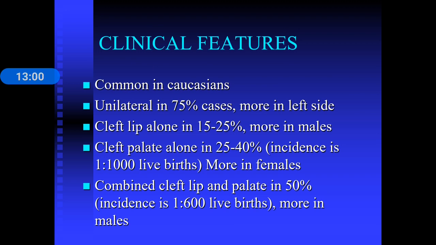It's unilateral in 75% of cases, and when unilateral, it is more common on the left side. Cleft lip alone is seen in 15 to 25% of cases, and when it is so, it is more common in males. Cleft palate alone is seen in 25 to 40% of cases, and when seen, it is more common in females. Combined cleft lip and cleft palate is more common and is seen in 50% of the cases, and the incidence is around 1 in 500 to 600 live births, and such a case is more common in males. So combined disorder is the most common variety. Combined is more common.